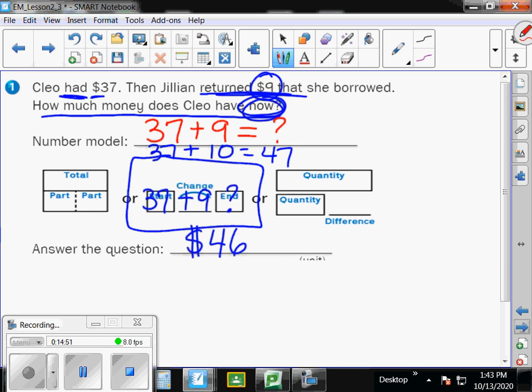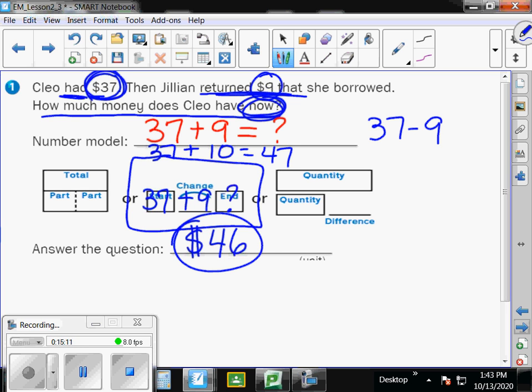And I know that this makes sense because my answer should be bigger than what I started with. If I accidentally subtracted these numbers, then my answer would be less than what I started with. And I know that my answer should be more.